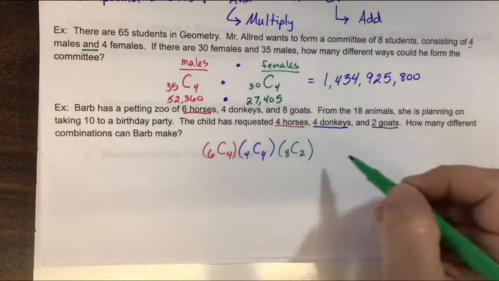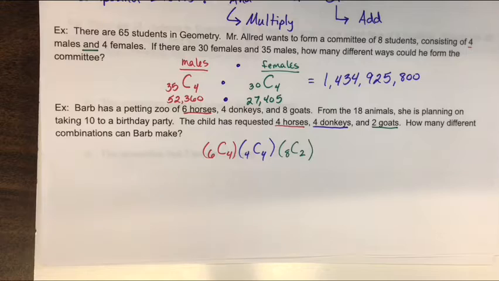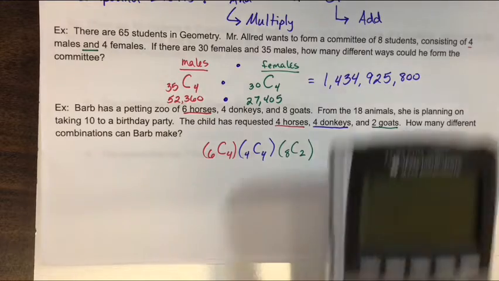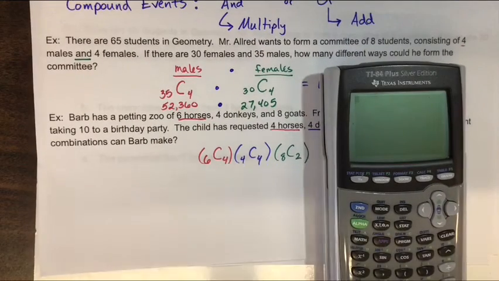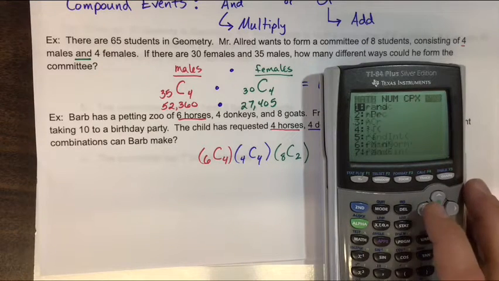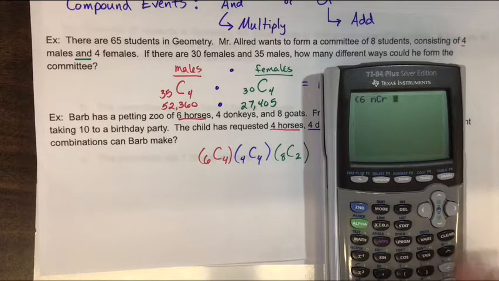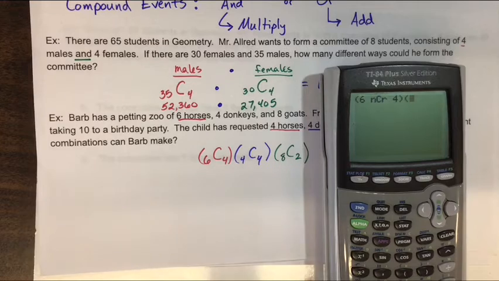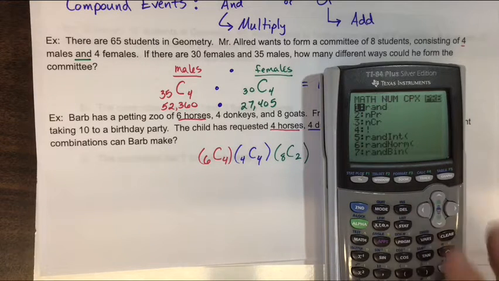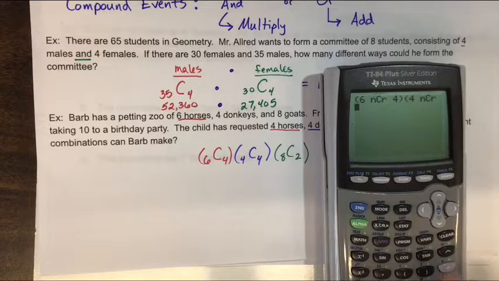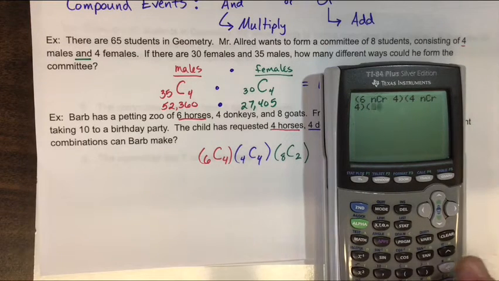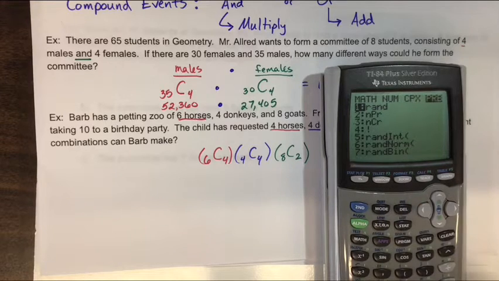But I can actually put all this in the calculator and save myself quite a bit of time as long as I use parentheses correctly. Okay, so we're going to put each one of these in parentheses like that. Parentheses, 6, math, probability, option 3, only choosing 4 of them, in parentheses. And then we're going to do this one in parentheses, 4, math, probability, option 3, all 4. And then another parentheses for the goats, 8, math, option 3 for probability. We're only choosing 2 of them.